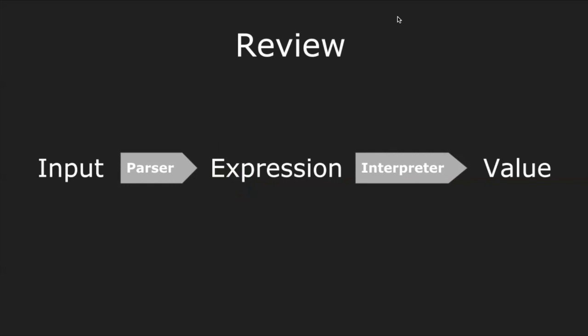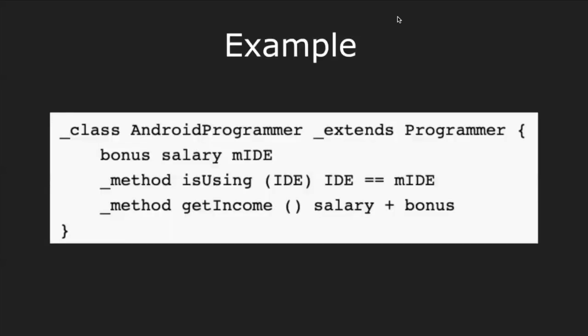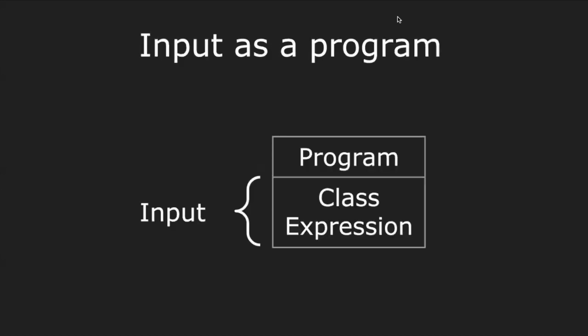So what's new about my Capstone project? Well, first of all, I've introduced the class syntax. And here's an example. A class consists of a class name, the name of its parent class, a list of member variables, and a list of methods. And now the input is treated as a program, which consists of class declarations and an expression. You can think of the expression as the main function. It's what the user wants to evaluate and get a result back.